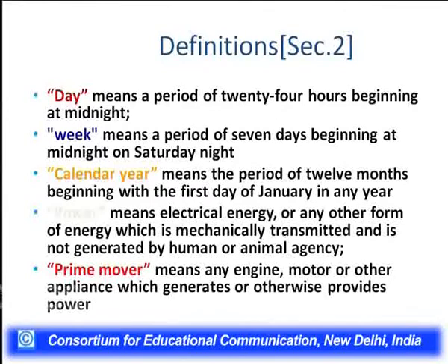Then day means a period of 24 hours beginning at midnight. Week means a period of 7 days beginning at midnight on Saturday night. A calendar year means the period of 12 months beginning with the first day of January each year. Power means electrical energy or any other form of energy which is mechanically transmitted and is not generated by human or animal agency. Prime mover means any engine, motor or other appliance which generates or otherwise provides the power.